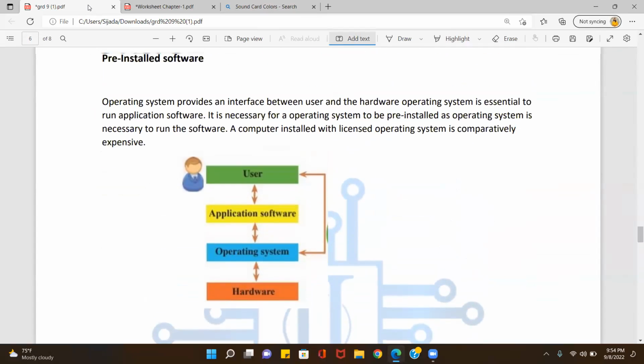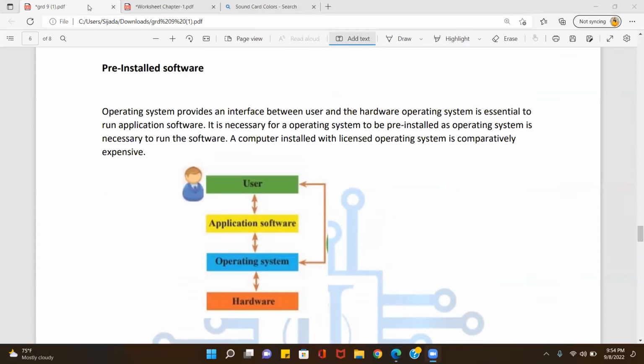Okay, then the next one is pre-installed system. What do you mean by pre-installed system? Have you heard of something called operating system? In Apple phones we use an operating system called iOS. In Android, in Samsung phones, we use an operating system called Android. In my computer, I use an operating system called Windows.